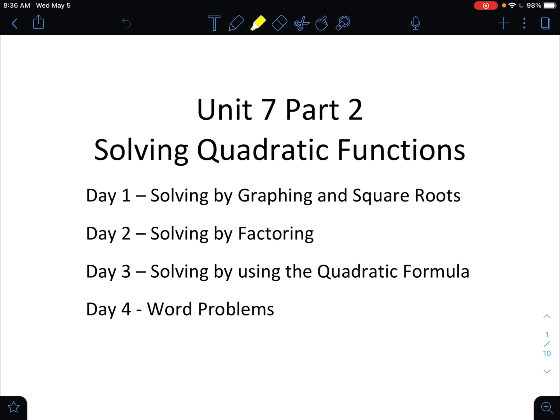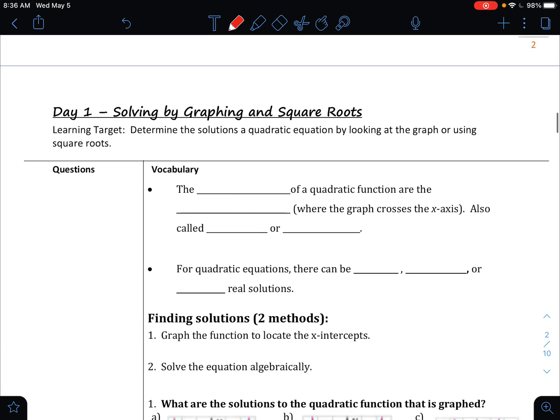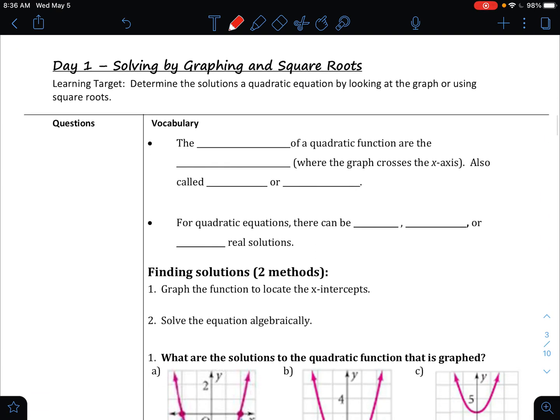So you can kind of see, everything we're doing here, we're solving with different methods. The last unit we focused on graphing quadratic functions. So we're going to learn how to figure out the values of x. So let's go to day 1. Day 1, we are focused on solving by graphing a quadratic and a method by using square roots.